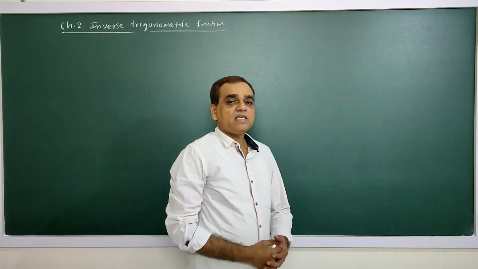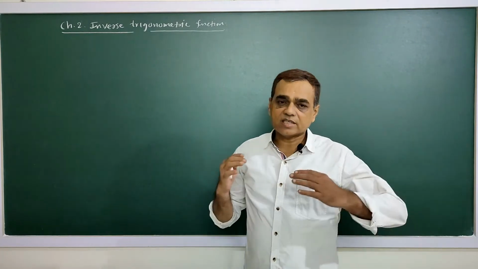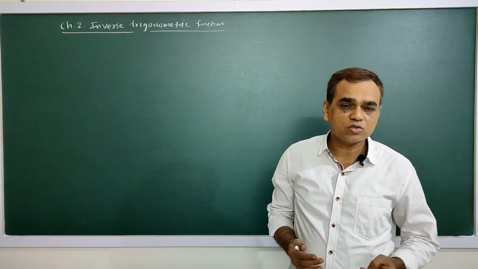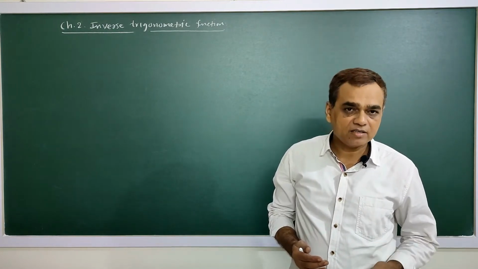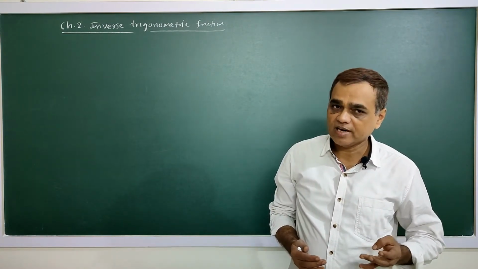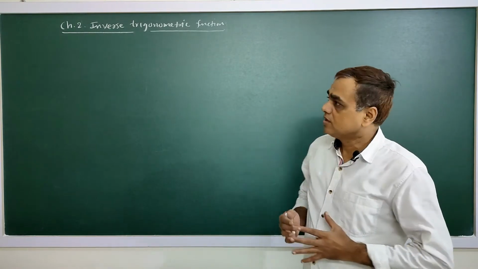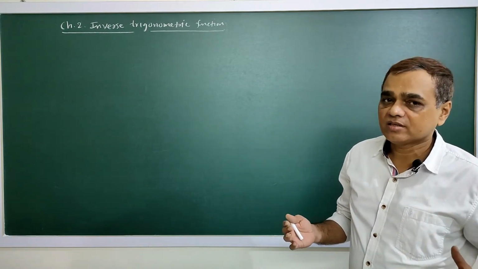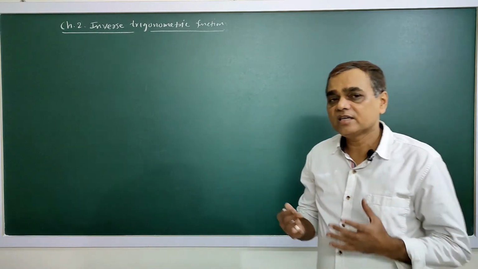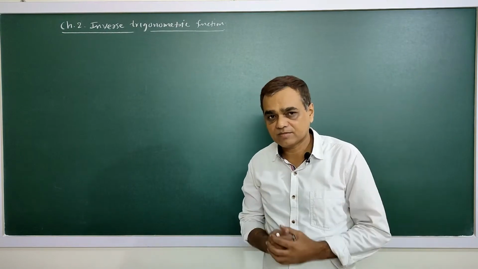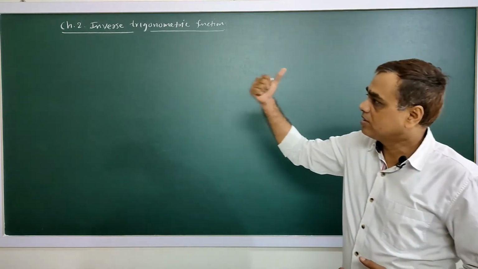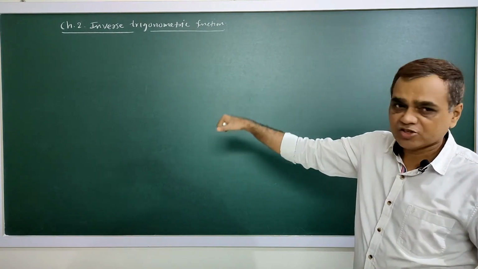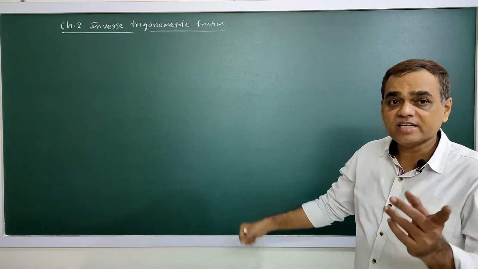Dear students, we discussed 6 trigonometric functions. The main functions are sine, cosine, tan, cot, sec and cosec. Their domain, codomain, range, graphs, everything we discussed in 11th class. Now in 12th class we are discussing the definitions, graphs and properties of their inverse functions.